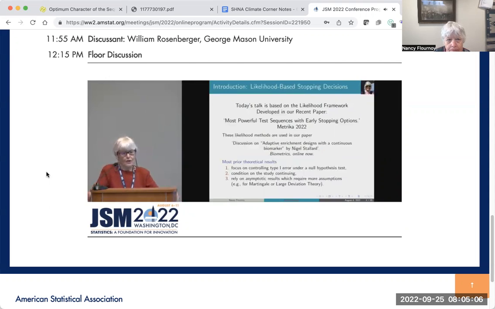And we really had to go pretty dense in order to please the reviewers. The main takeaway from that paper was really not getting most powerful tests. It was the likelihood framework that's developed in that paper. A subsequent application of this likelihood framework was when we were asked to discuss a paper by Nigel Stallard, which is on Biometrics Online now.